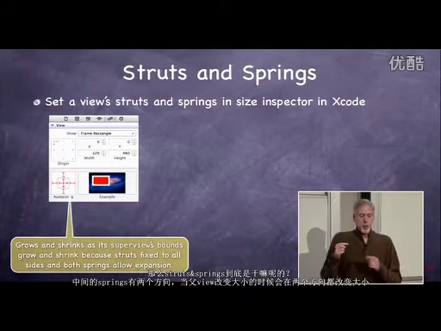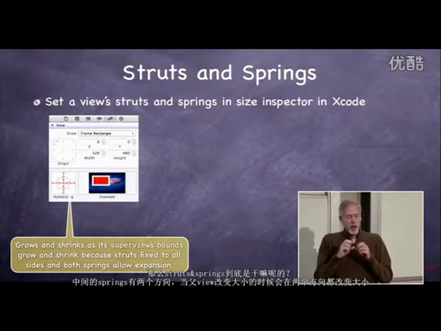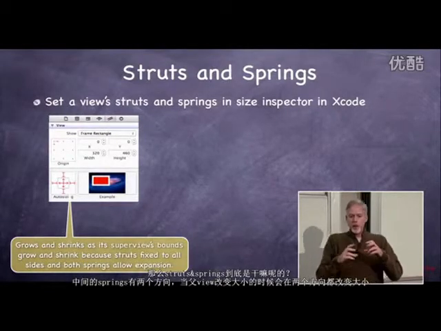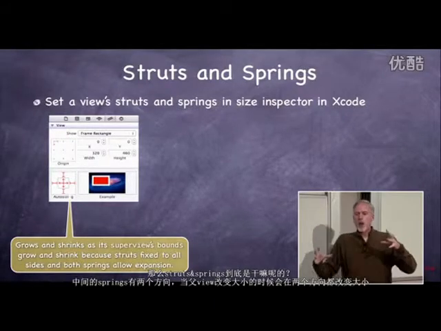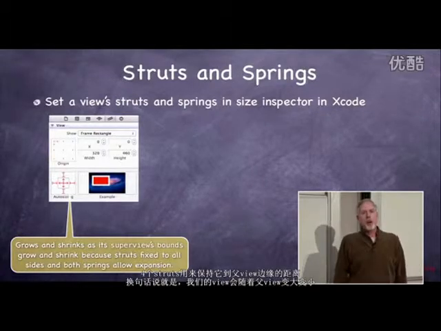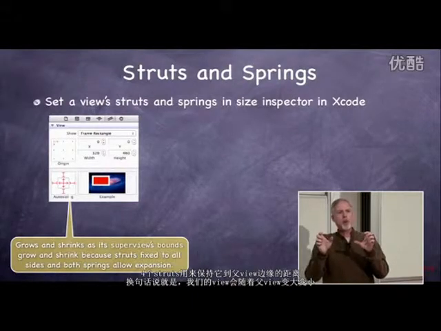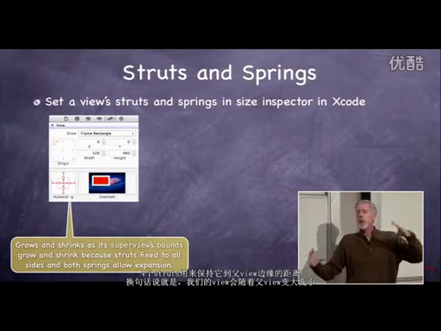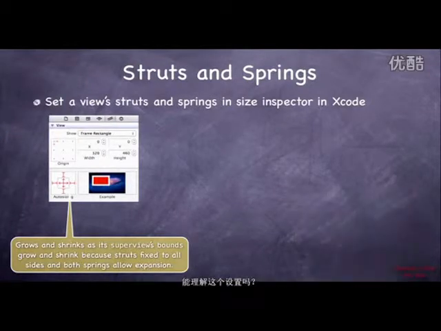In this one, the springs are in both directions in the middle. There are only two springs, vertical and horizontal. They're both on. So when the superview changes size, our view that's being inspected here will also change size in both directions. All four struts are also on, so it's going to keep the same distance to the edges of its superview. In other words, as the superview gets bigger and smaller, our view is going to get bigger and smaller. Understand this setting?